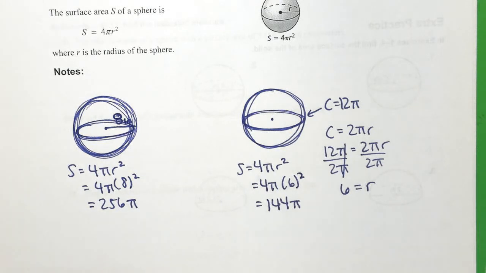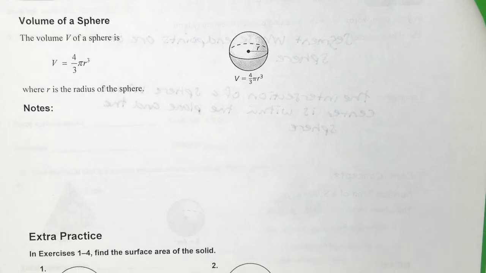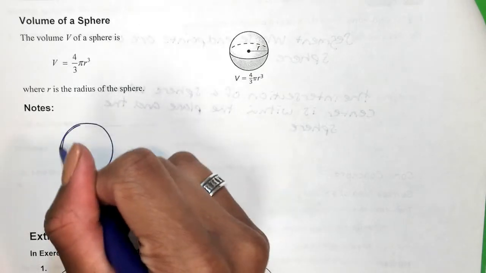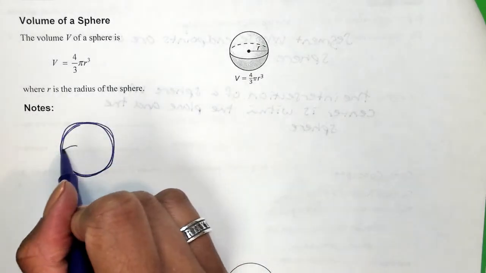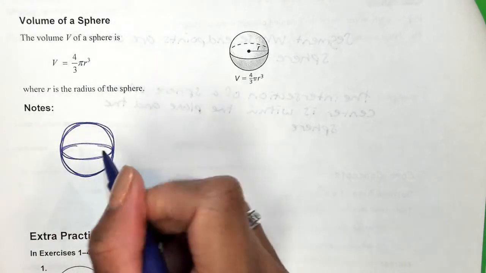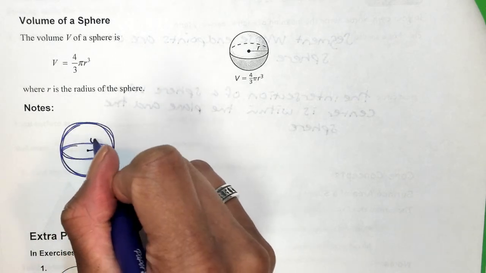If we go on to the next page, we're going to discuss volume. Our next page is the volume of a sphere. The volume of a sphere is 4/3 pi r cubed, where r is the radius of the sphere. So we're going to utilize an example. Again, you can draw a circle and draw an ellipse on the inside to indicate it's a sphere, and we are given a radius that is 4.5.